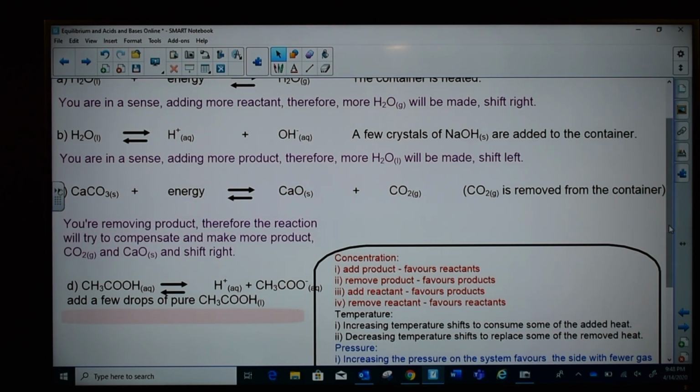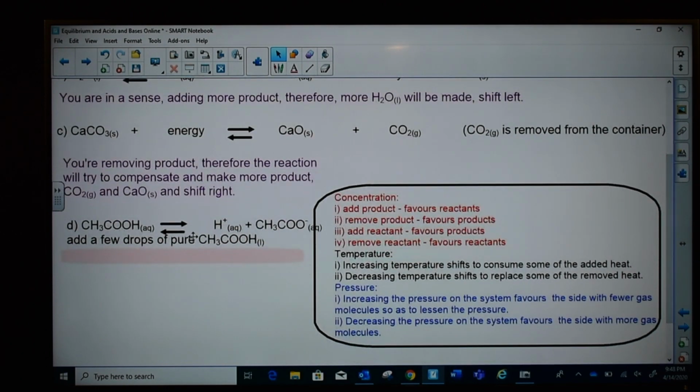And lastly, we have vinegar solution, aqueous, breaking down into its ions. We're going to add a few drops of pure CH3COOH. So we're adding pure CH3COOH. Even though it's liquid, it's going to be like we were adding reactant. We're adding more reactant, the system's going to want to use it up, and so it's going to shift right to try and form more products.